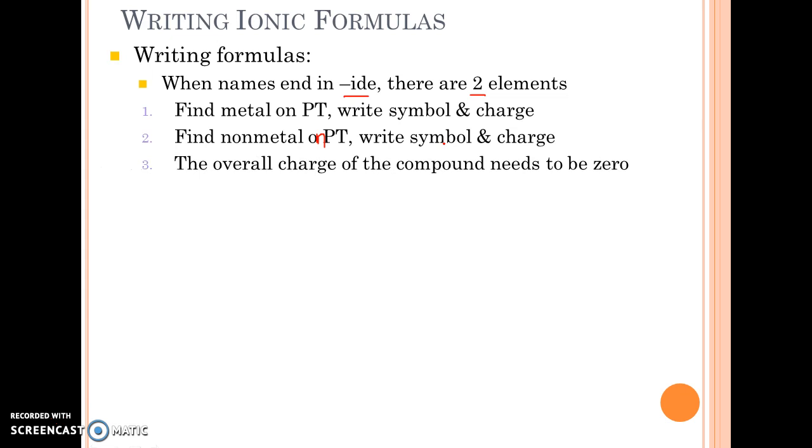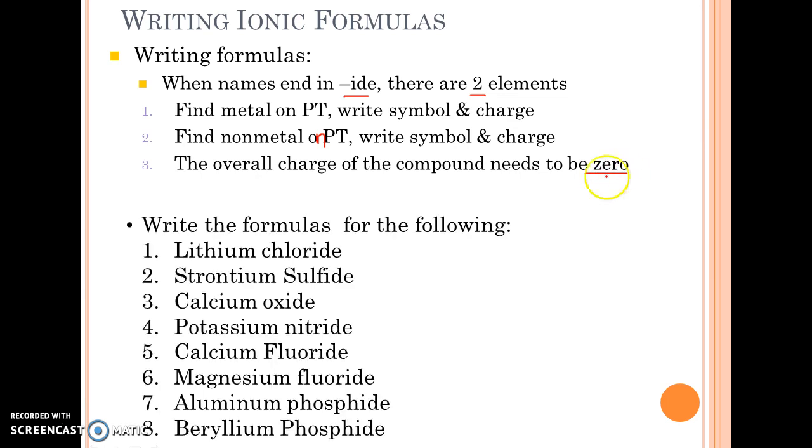Remember that the overall goal for an ionic compound is to have a charge of 0, and I'm going to show you how to do that. We are going to do the following items. We're going to start off easy with lithium chloride. Find lithium on the periodic table. Lithium is in group 1, so it has a +1 charge. Find chlorine. Chlorine is in group 17, and it has a -1 charge.